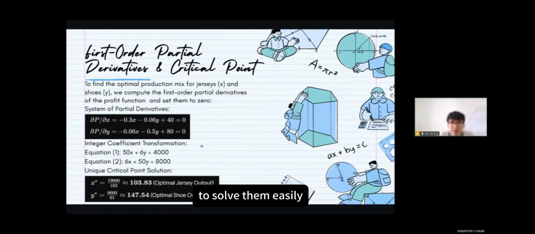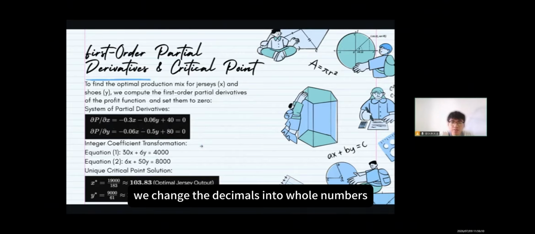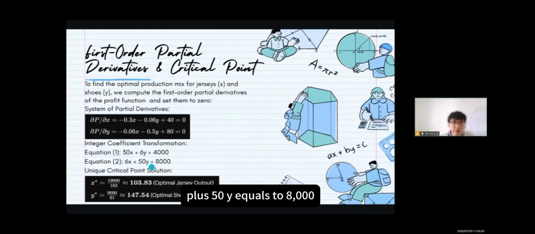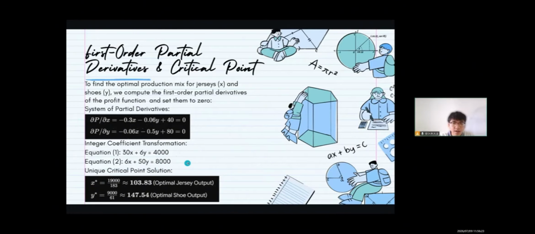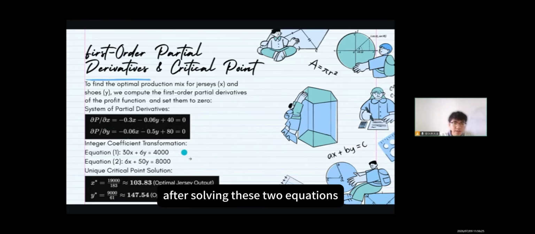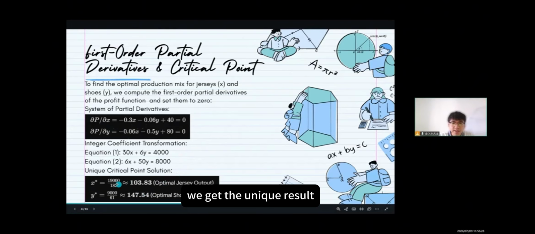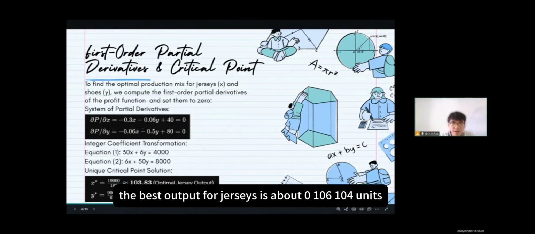To solve them easily, we change the decimals into whole numbers. This gives us 30x plus 6y equals 4,000 and 6x plus 50y equals 8,000. After solving these two equations, we get the unique result. The best output for jerseys is about 104 units. The best output for shoes is about 148 units.